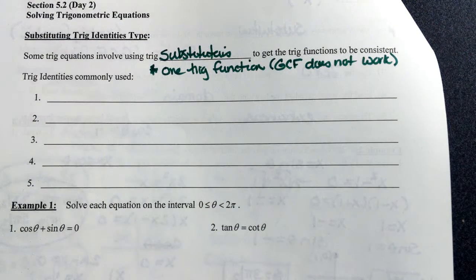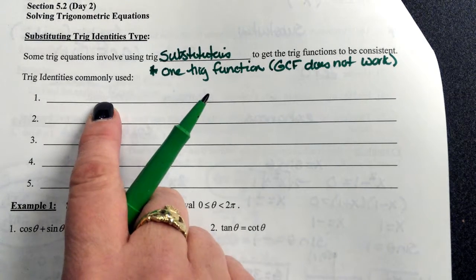Because last night for homework, we did have equations where you had more than one trig function. But you were able to set your equation equal to 0 and then do GCF factoring and then use your zero product property to solve. So these are some common trig identity substitutions that you have to be on the lookout for.